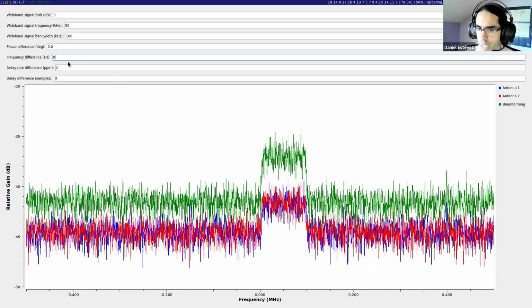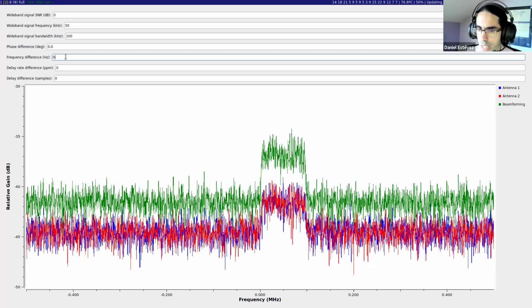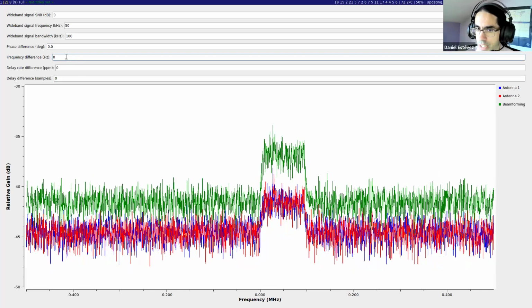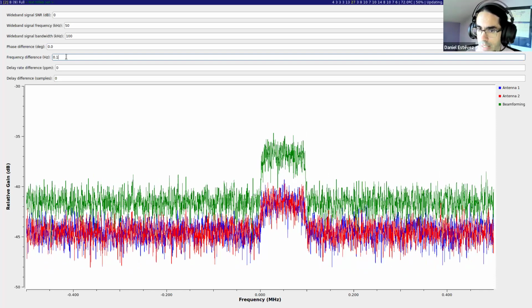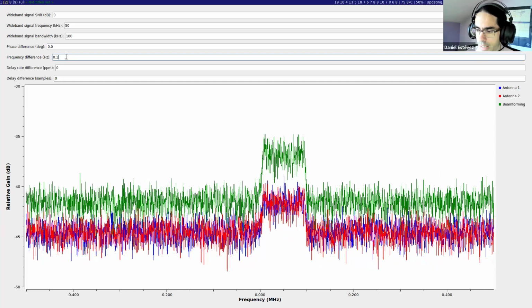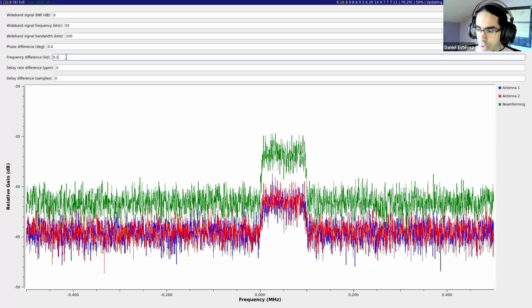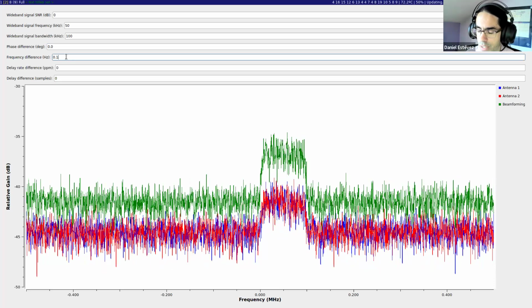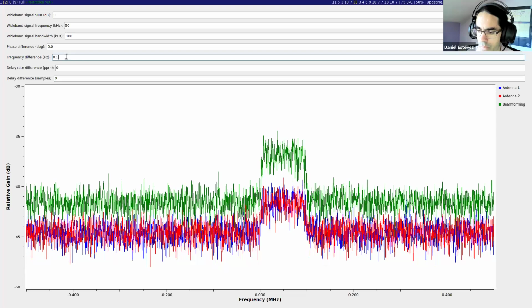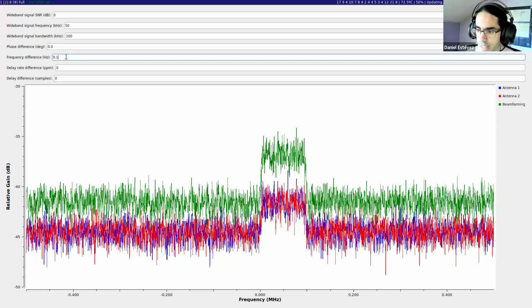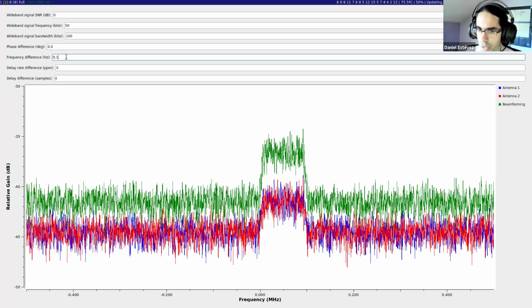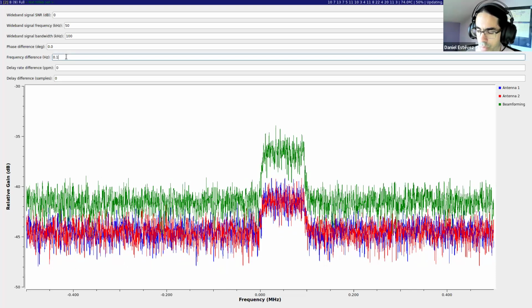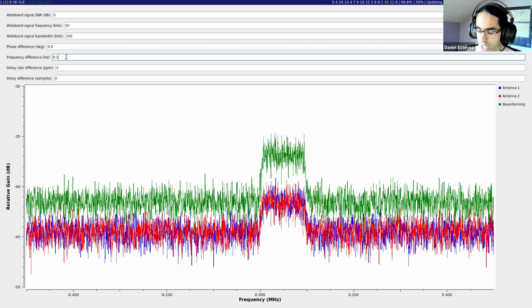What happens with the frequency difference? A frequency is just the change of phase versus time. So for example, if I set here 0.1, then when I hit enter, the phase difference will change, and every 10 seconds it will complete 360 degrees. So we are going to see the same thing I was showing before, just changing continuously over time.